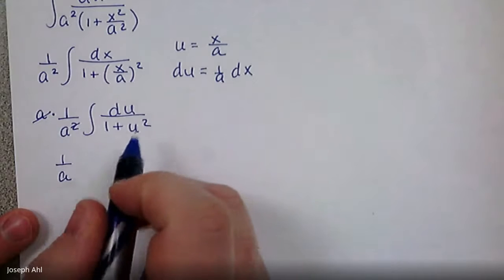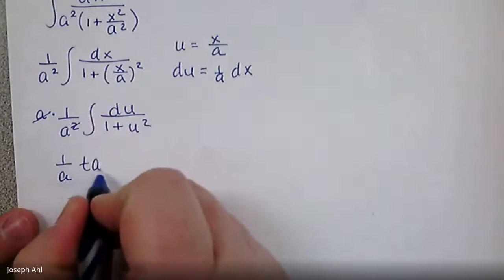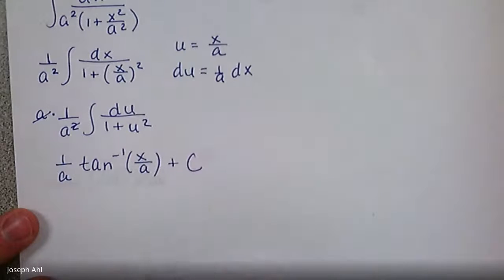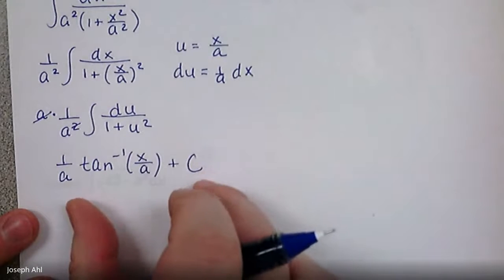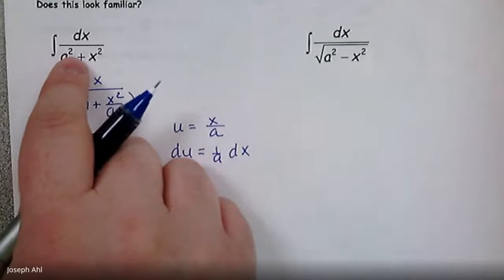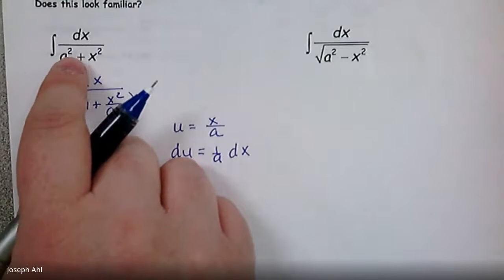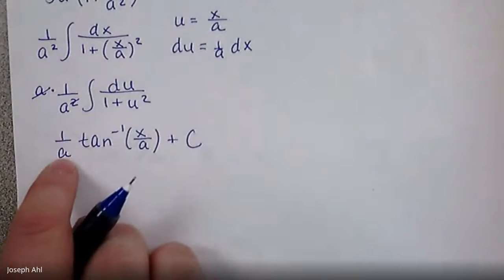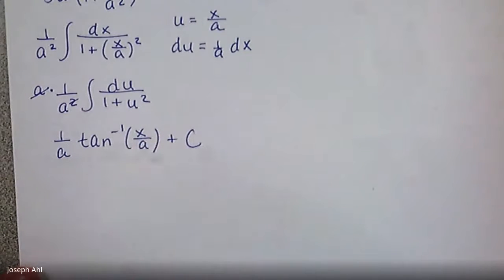Finally, from there, we know that this is tan inverse of u, but u is really x over a. So the general pattern here with tan inverse is that if there's a number here that's representative of a squared, if you take the square root of whatever that number is, that's going to go underneath the 1 on the outside, so it's 1 over a. And then the inside is going to be represented by x over a.